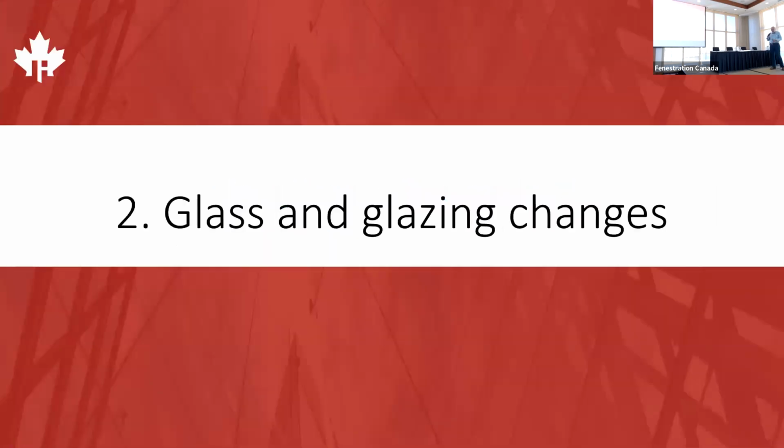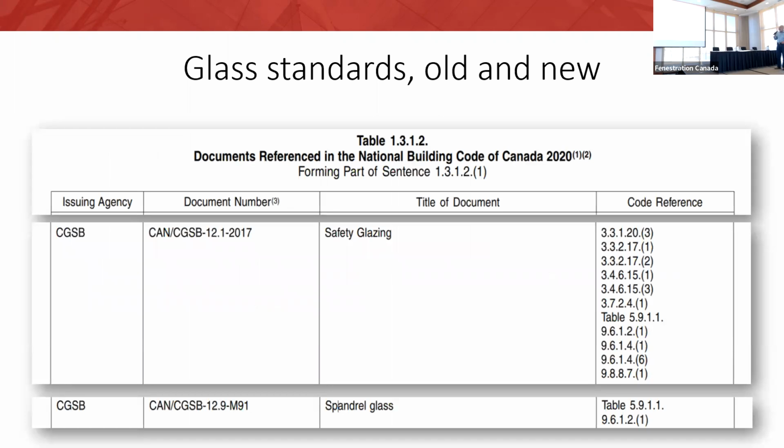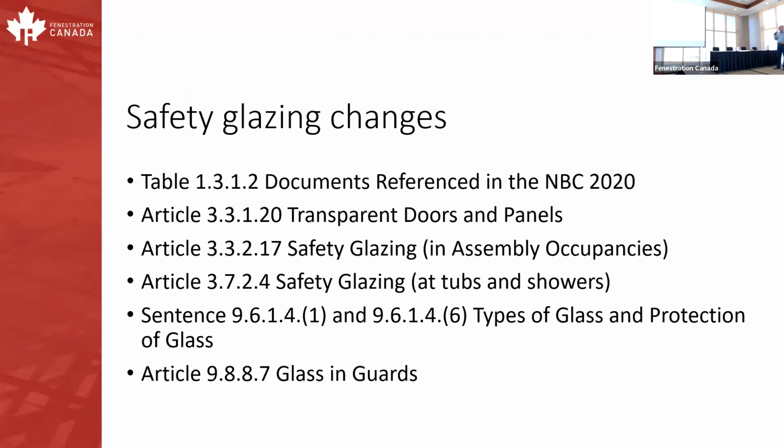Glass and glazing changes. So there are just a couple of new standards in the code. Well, actually one that affects our industry. The latest version of the safety glazing standard is now in the code. And there's an old standard that had been taken out that was put back in. The 1991 spandrel glass standard was put back in because even though it's outdated, it's better than nothing, and there's no comparable standard to it, not even in the US, that covers that apparently. So that is why it's in the code. So we have these two standards, changes in the table of reference documents in the National Building Code.